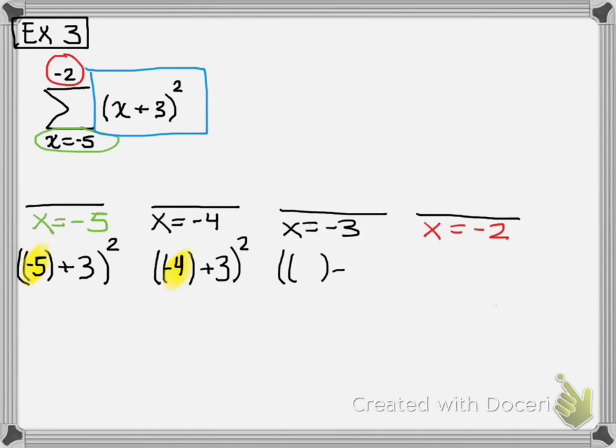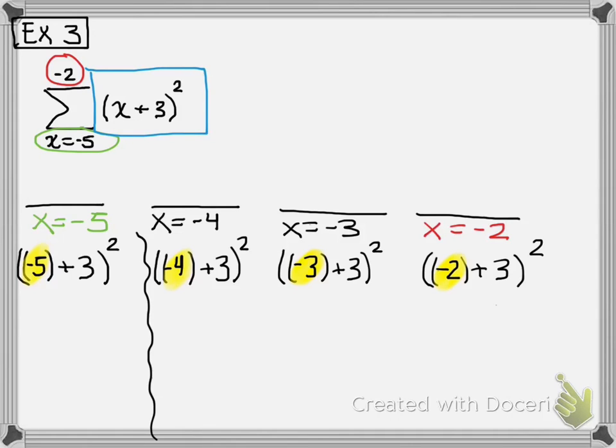Same thing. And this time x is the number negative 3. So I'm going to plug in the number negative 3. And then finally, our last one, we said x is equal to negative 2. So I'm going to plug in the number negative 2. Okay, and let's treat them all separately, just so we have the space to do the math.